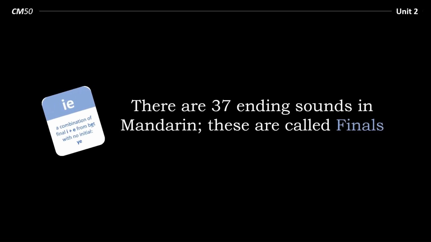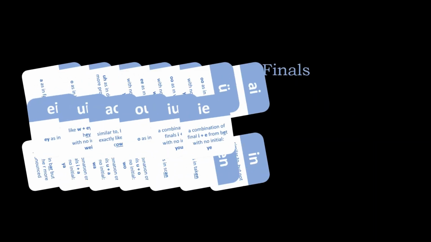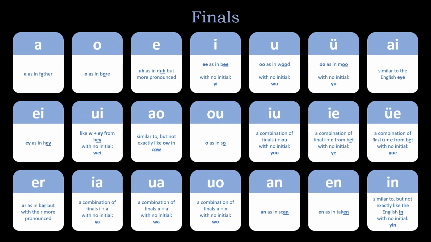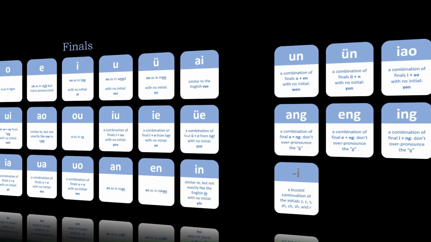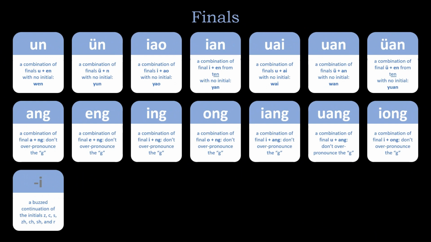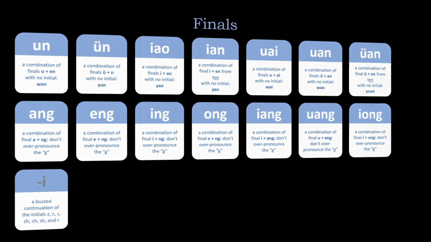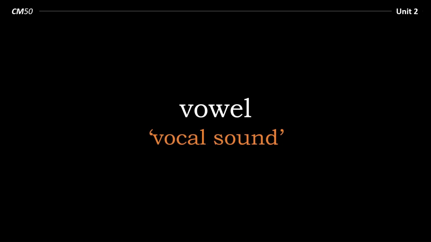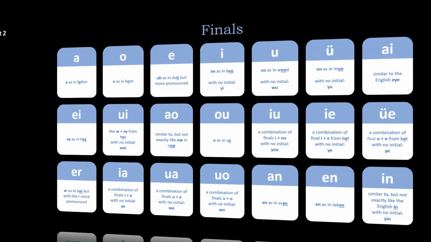There are 37 ending sounds in Mandarin, and these are called finals. And this is what they look like. Now you may have noticed that all of these finals begin with vowels. So these are the vowel sounds where the vocal sound comes from in Chinese pronunciation. And that's why it's so important to fully and accurately express finals. So let's practice these finals. And again, please repeat after me.